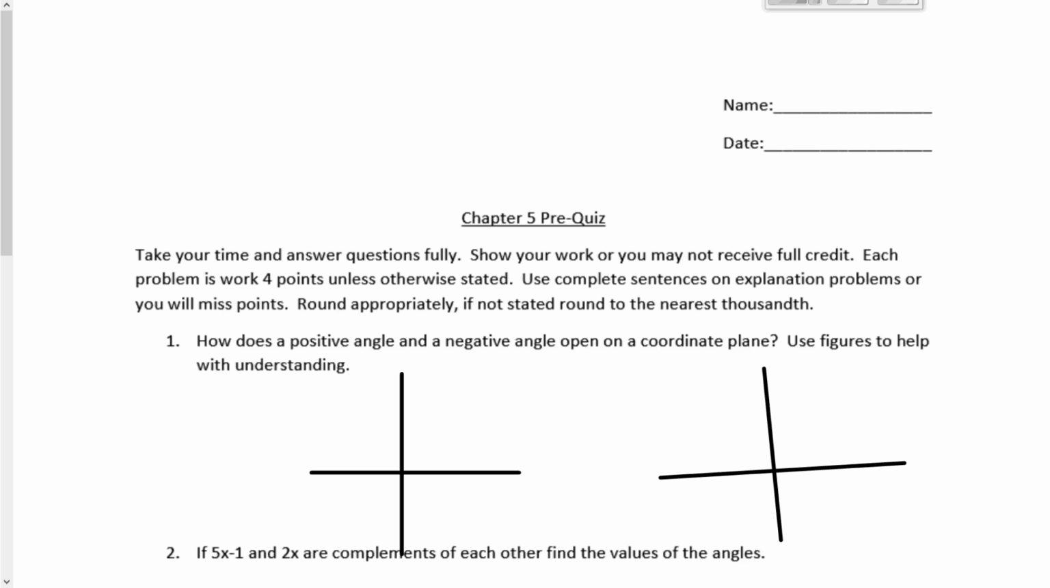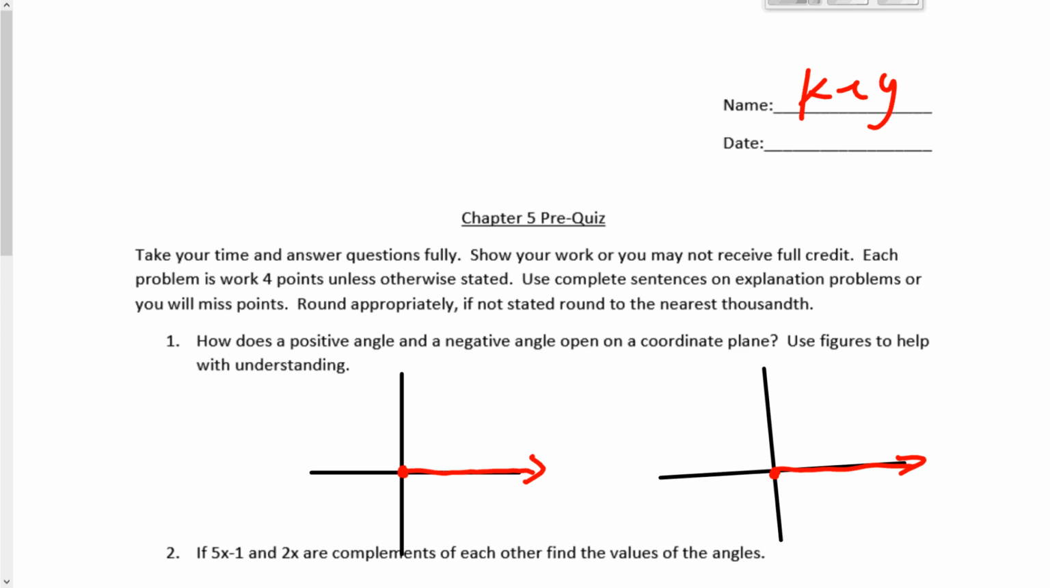The key here to the pre-quiz. So our first one is dealing with what's a positive angle, what's a negative angle, and you can draw a diagram to represent this. Remember, positive angles open counterclockwise, and they always start with the vertex at the origin, and your initial side is always on the positive x-axis.